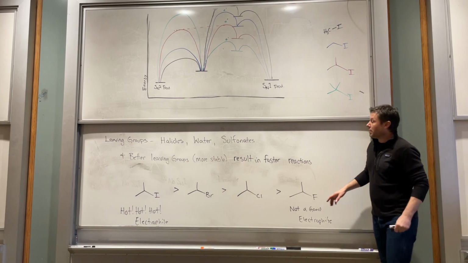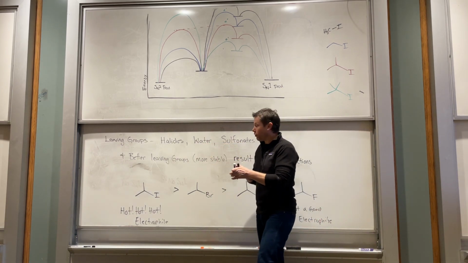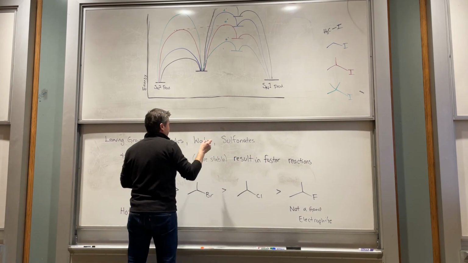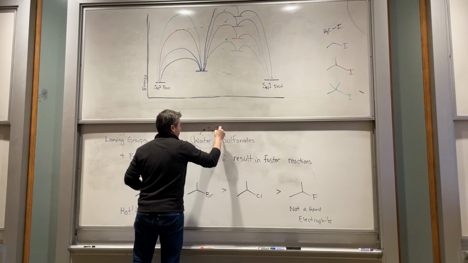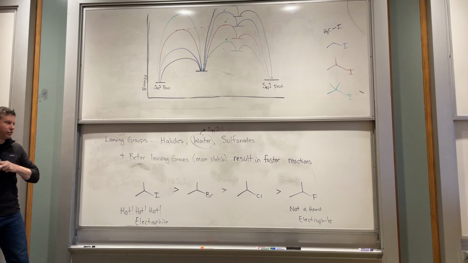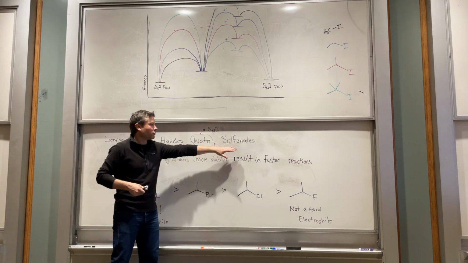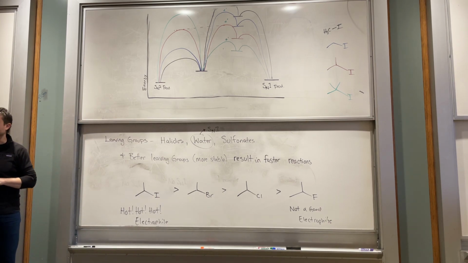Okay. Next class we'll get into water as a leaving group. Water as a leaving group we typically only see in SN1 chemistry. Not always, but that's usually the case. And then we'll also talk about sulfonates, and then we'll get into looking at nucleophiles and some other factors.